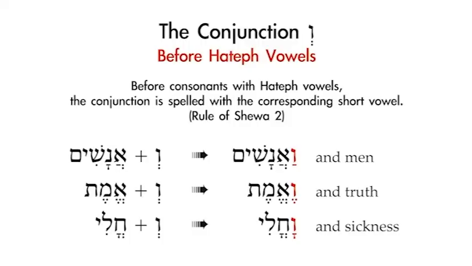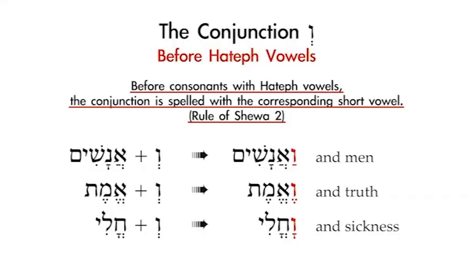Now, what happens when the conjunction vav is prefixed to a word that begins with a hatef vowel? Well, before consonants with hatef vowels, the conjunction is spelled with the corresponding short vowel, and this is simply rule of schwa 2. So that's why we learned the two rules of schwa in the last chapter. It's because we're going to see those rules applied in these new chapters as we progress through the grammar. So here's what we have in our first example. We have the conjunction vav prefixed to anashim. Now anashim begins with that hatef vowel, hatef patah.